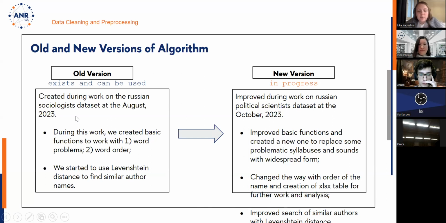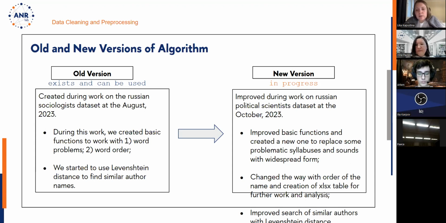And also we have a few versions of this algorithm. The old version was created during the work on the Russian sociologist dataset. During the work, we created basic functions to work with the word problems and word order, and also we started to use Levenshtein distance to find similar author names. And also here we have the new version in progress. I did this during the work on the Russian political scientist dataset, just right now.